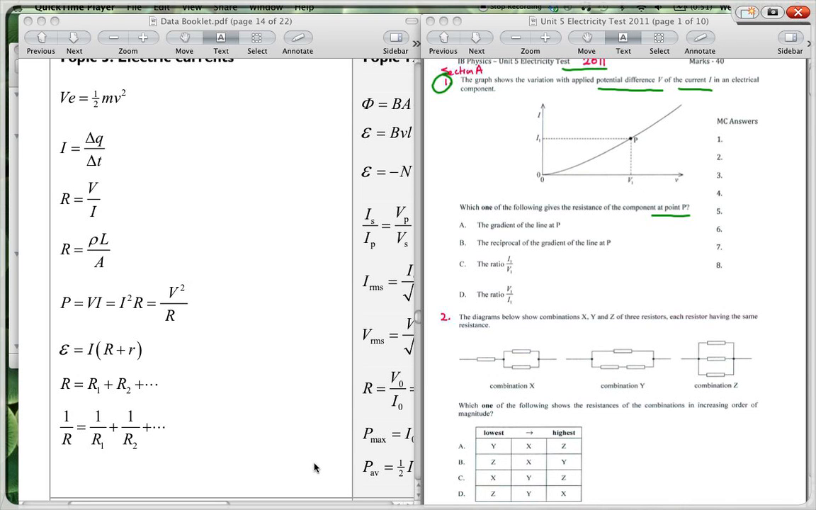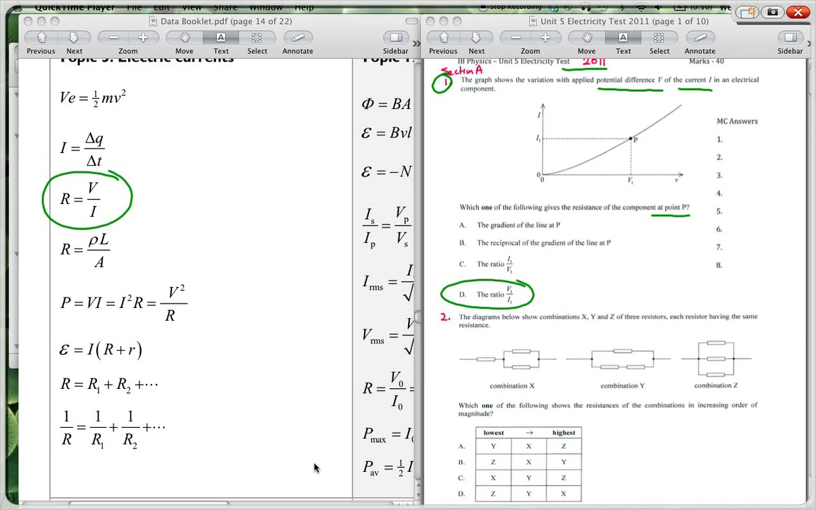Now, the definition for resistance is the ratio of the voltage to the current at that specific point at that specific time. So it would be this one over here, V1 over I1. So D would be correct.